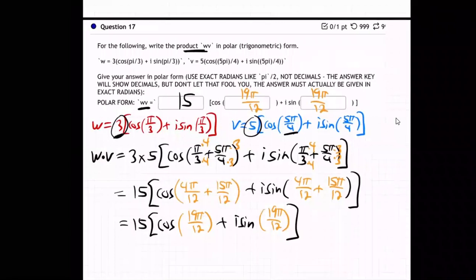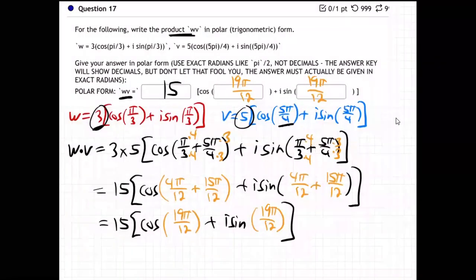It won't take it. What's funny is if you actually get it wrong or just ask for the answer, it'll show the answer as decimals. And that's kind of confusing. You think, oh, I can do decimals. But no, that's why I'm specifically writing this note. Use exact radians, not decimals. The answer key will show decimals, but don't let that fool you. The answer must actually be given in exact radians like we just did. So with a common denominator, when we add the angles, we can get that exact radian answer. There we go.